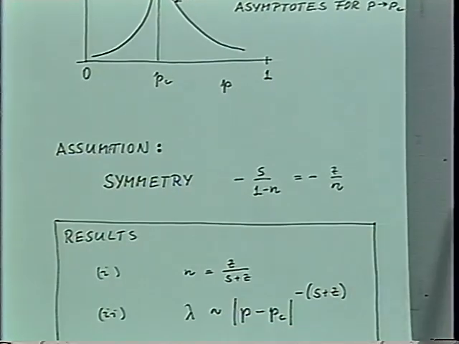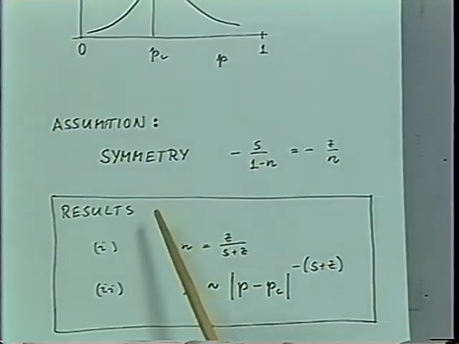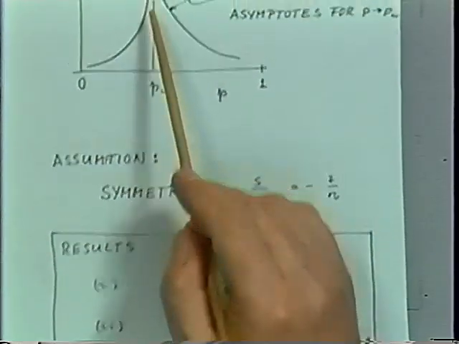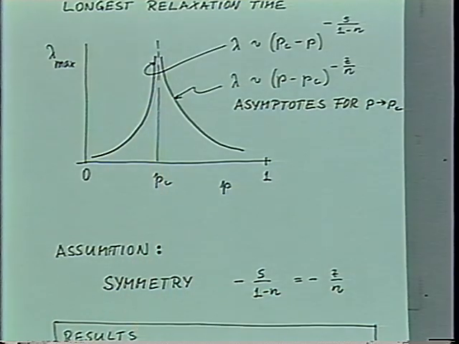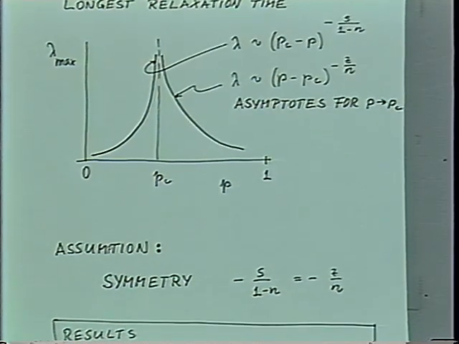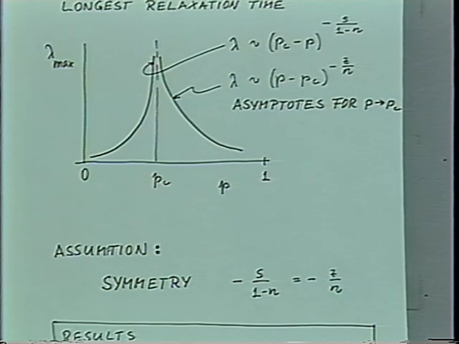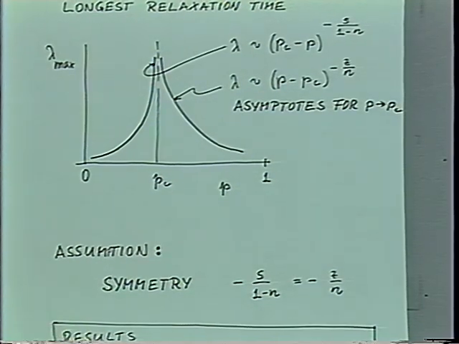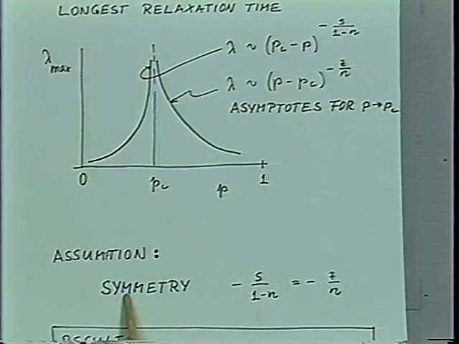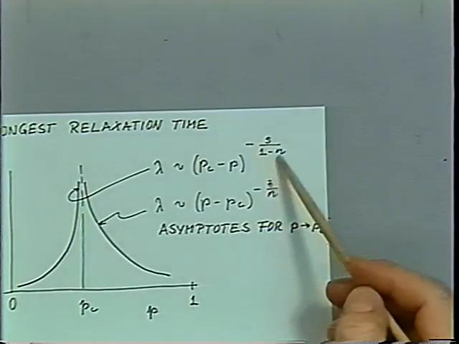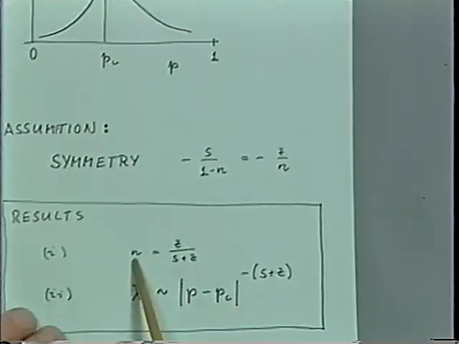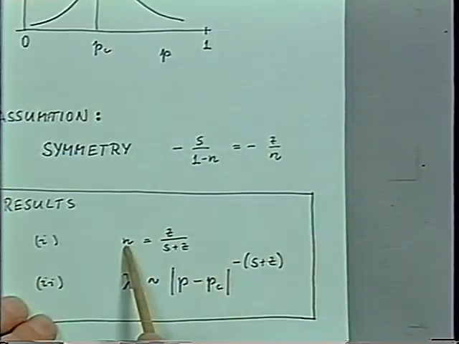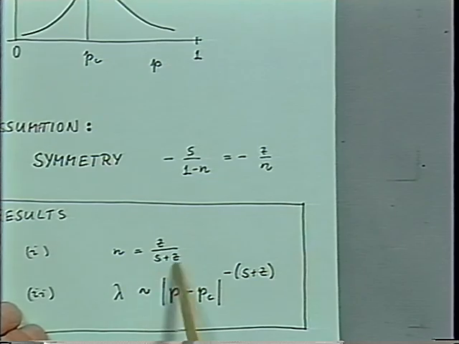And now comes our first assumption. We would say that the divergence of the longest relaxation time is symmetric on both sides. And some theoreticians tell me it has to be like this. Other people say no, it cannot be symmetric on both sides. So I don't know. So this is a real assumption. And let's take that assumption for the moment. Let's take symmetry, and let's say that those exponents are equal. And if they are equal, then you can evaluate n. You just set them equal, and then you evaluate n in terms of s and z.